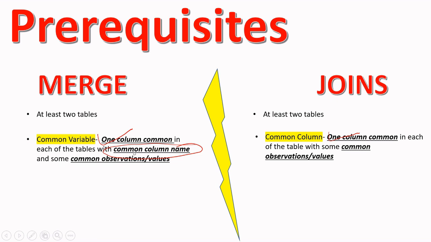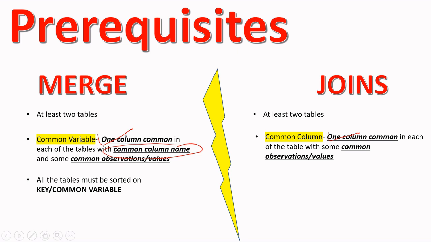next part in the second prerequisite is common observations or values. There must be some observations common in the common column in both of these two tables. Next, when you try to merge, all the tables must be sorted on key or common variable.